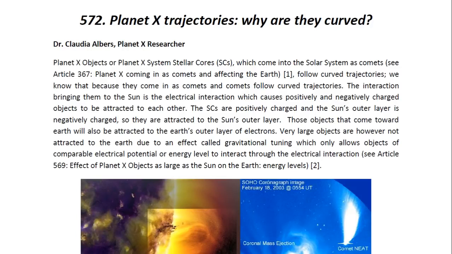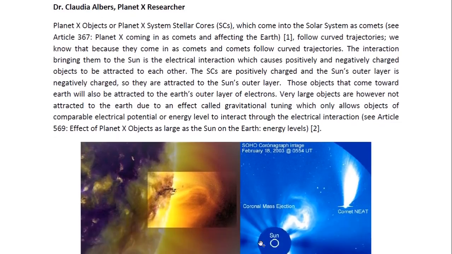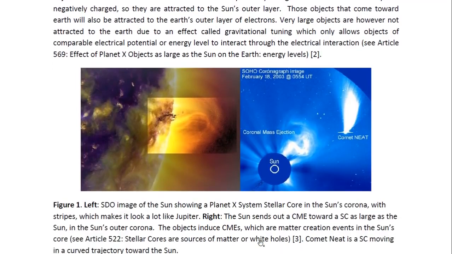Very large objects are, however, not attracted to the Earth due to an effect called gravitational tuning, which only allows objects of comparable electric potential or energy level to interact through the electrical interaction. And you may look at Article 569 entitled Effect of Planet X Objects as Large as the Sun on the Earth, Energy Levels. And here you see some of these objects, and this is one of them in the Sun's corona, one of the Planet X system stellar cores.